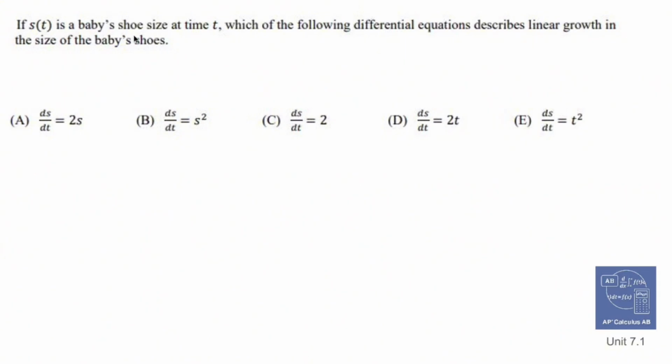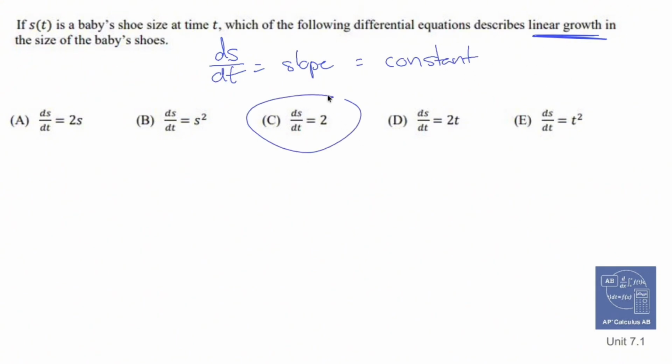If S of t is a baby's shoe size at time t, which of the following differential equations describes linear growth in the size of the baby's shoes? So you're given a bunch of ds/dt's here. Remember, ds/dt stands for slope. In order for the equation to be linear, the slope has to be constant, a regular number, like 5 or 12 or 2. So C is the answer because the rate of change needs to be a constant in order for it to be linear.